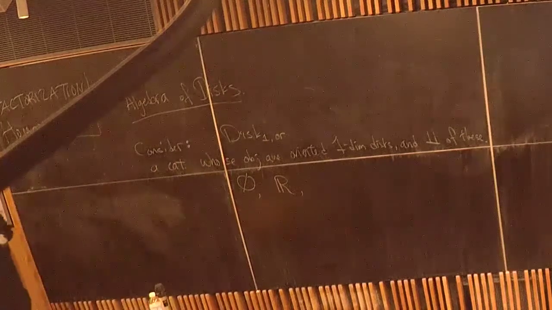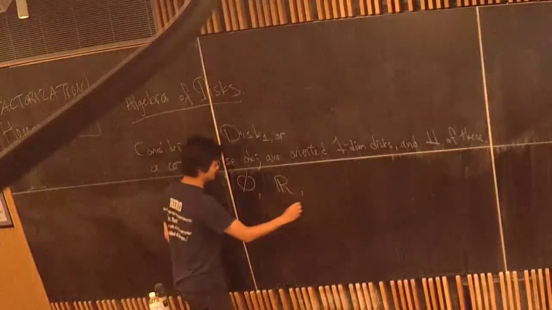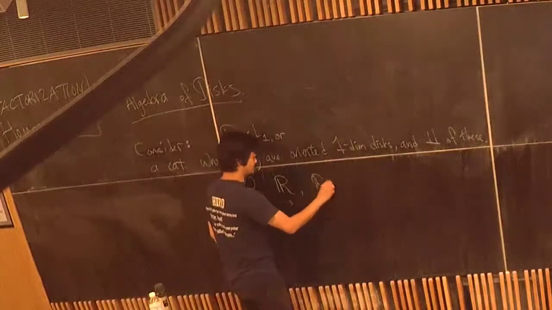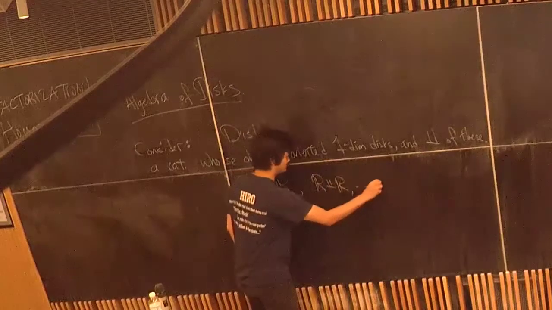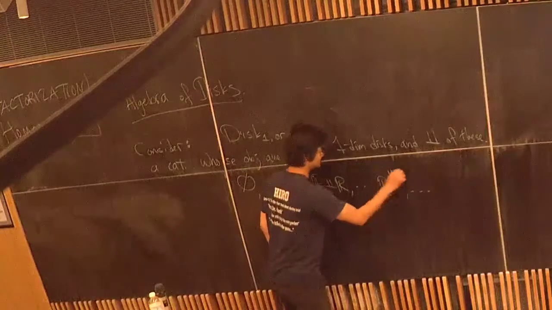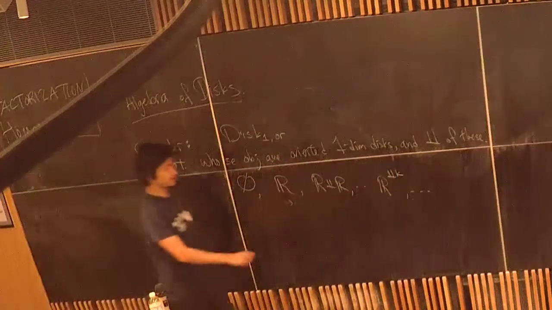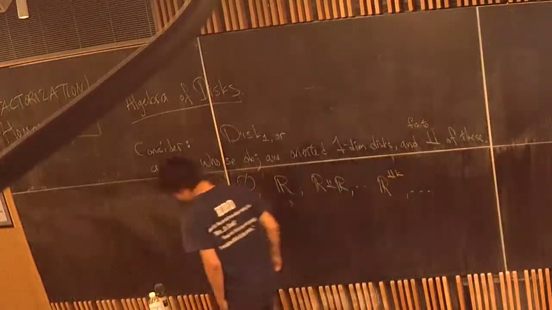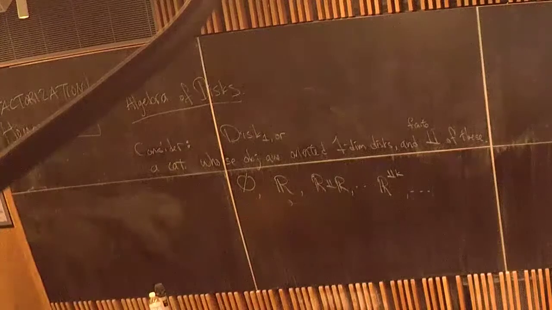When I say disk, I mean open disks. So for instance, the real line with its standard orientation, which I might draw like so, is an object. That object disjoint union with itself is an object. And in general, the disjoint union k times is an object. And it's a finite disjoint union. So the objects can be enumerated as such.